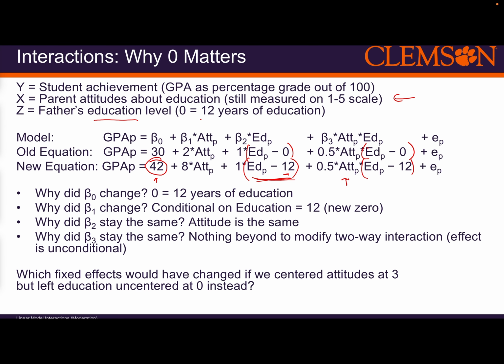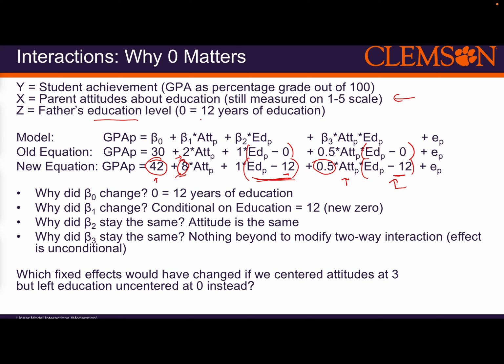Now, why did beta 1 change? It was 2 before, and now it's 8, right? Well, it's changed because this slope is now conditional on where 0 is for the interacting variables. The slope of attitude is conditional upon the 0 point for education. Because for education we subtracted 12 from it, and the constant multiplying it is 0.5, that's like half of 12. There's 6 units that are unaccounted for. It moved up 6 to make an 8.